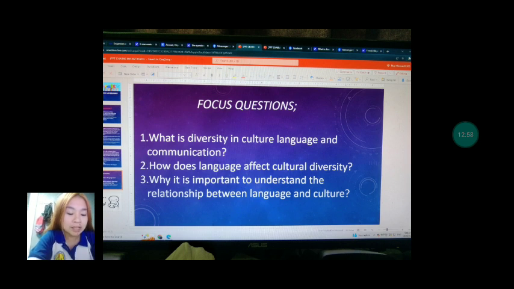Second, how does language affect cultural diversity? Language plays a very crucial role in preserving and celebrating cultural diversity. Third, why is it important to understand the relationship between language and culture? The knowledge of other languages facilitates knowledge of other countries and the specific culture of each one.